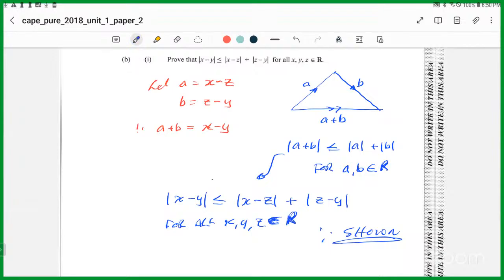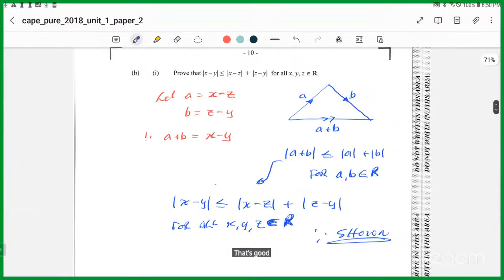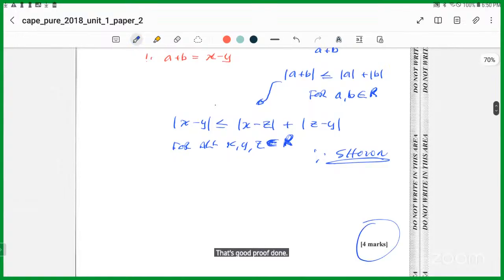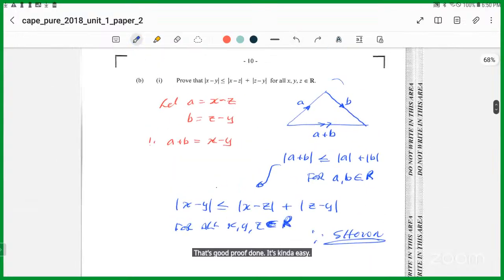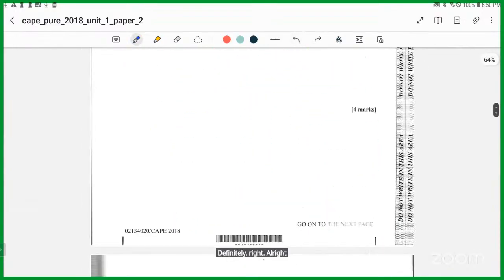That is it. Nice quick proof done. What's marks for that? 4 marks. Quick and easy. You have to know this, guys. You have to know this thing, right? That is it. Alright. That is that.